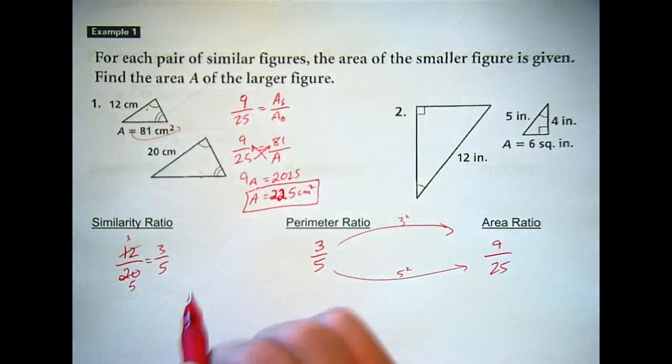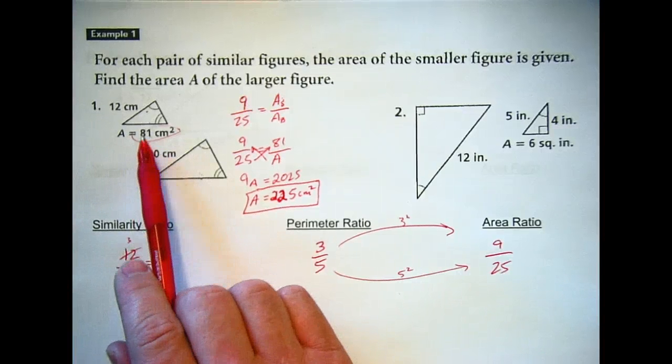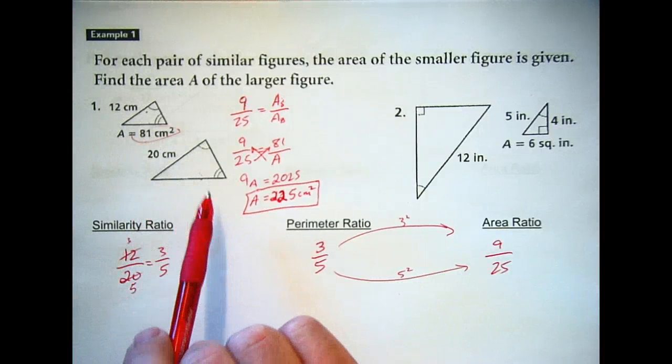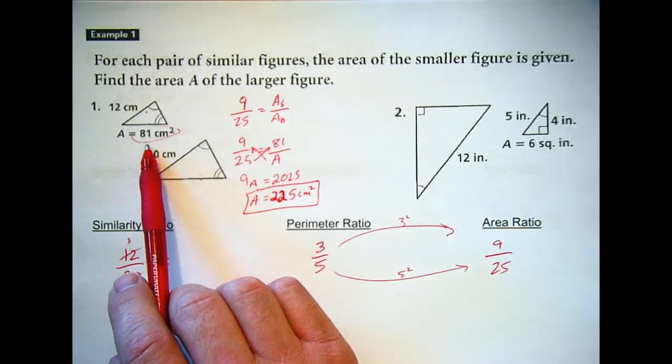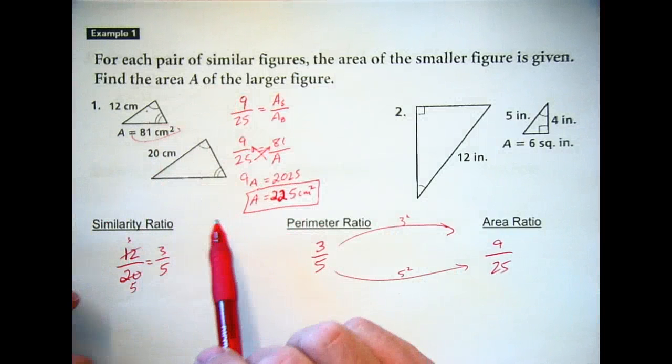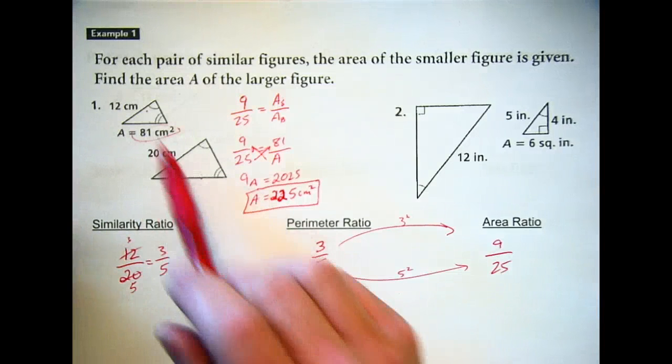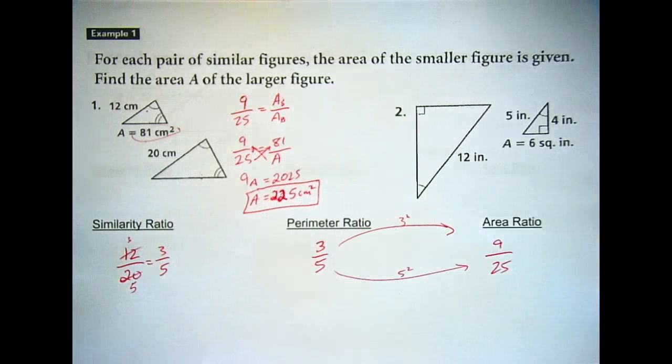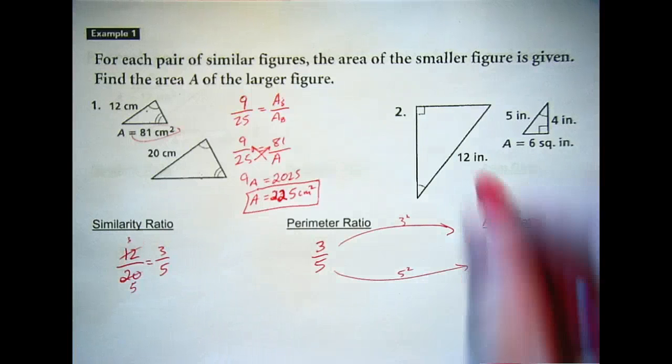How do we know that this has to be greater than 81? It's a bigger triangle, right? I mean, start thinking logically. If you get an area that's less than, then you've done something wrong there. You all right? Hey, let's move on to number 2.